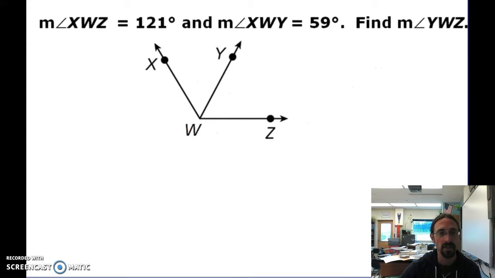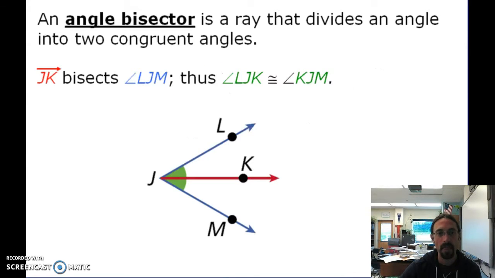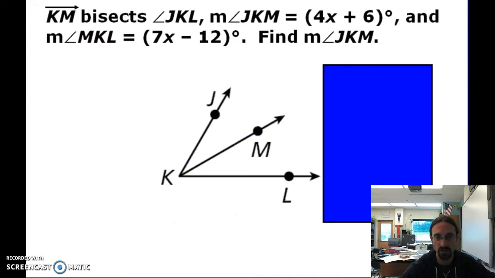Here's another problem. I think you get the idea. I'm going to move on to angle bisector, another key vocabulary term. A bisector is a ray that divides an angle into two congruent angles. I'm already at 11 minutes, so I better wrap up here in just a moment. So what we're saying is JK bisects LJM, therefore LJK is congruent to KJM. That's what it means for an angle bisector.